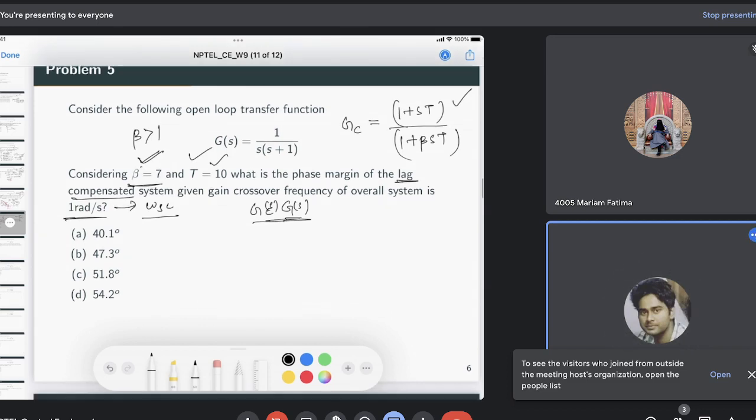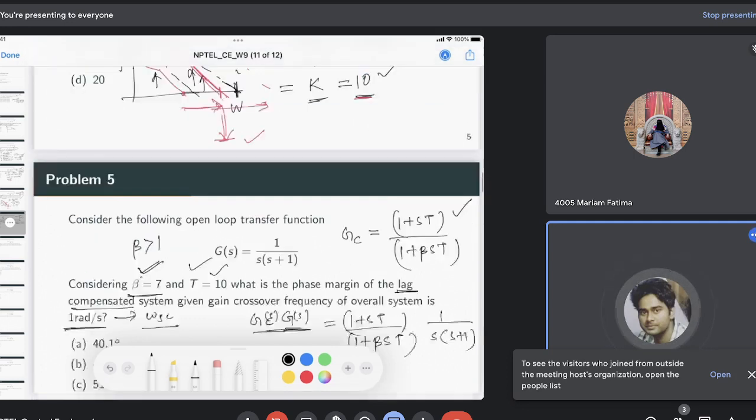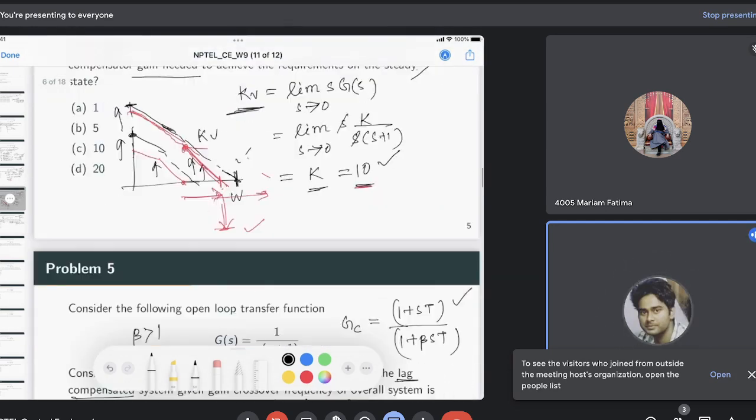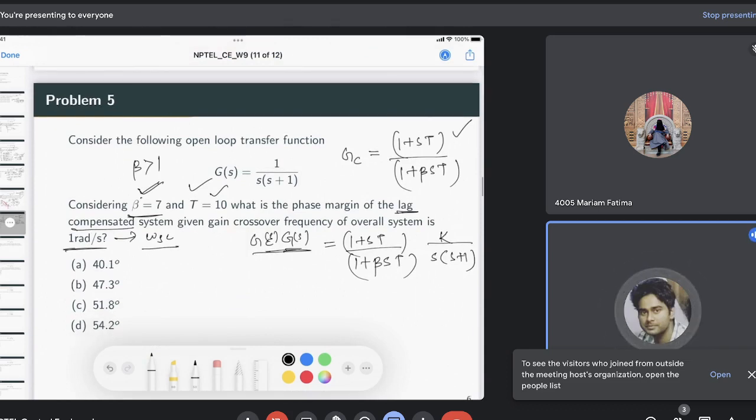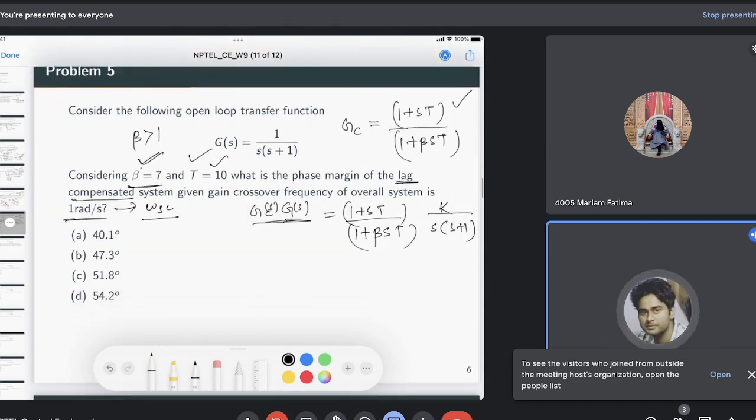So this is simply equal to (1 + sT)/(1 + beta sT) times 1/(s(s + 1)). We already have the gain adjusted, so we can add this gain k value also, but it will not contribute anything to the phase. Then the phase margin we can write directly. Let's denote the total overall transfer function by G prime(s).